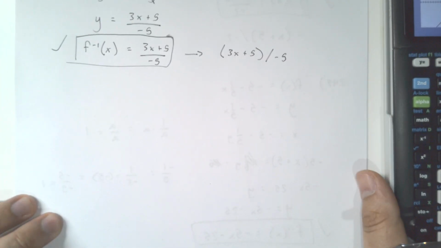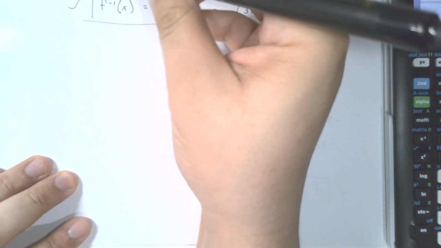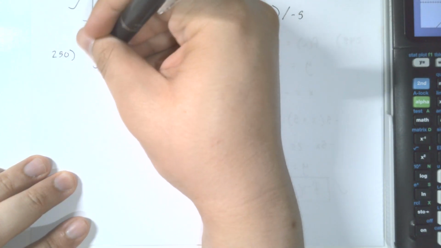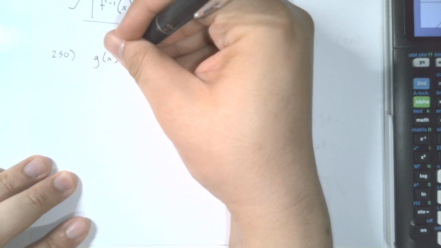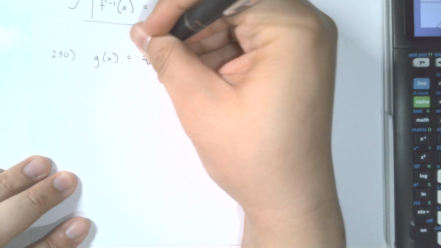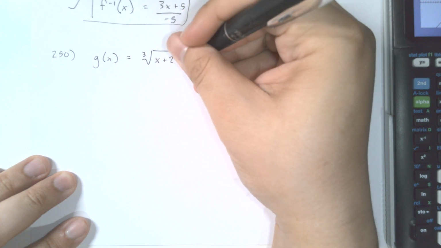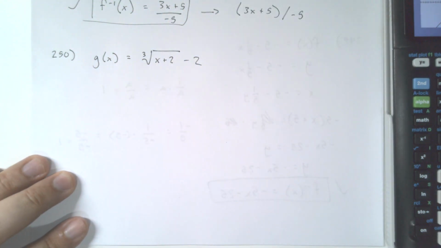So let's look at a new type of function. These are all linear functions so far. What about number 250? We have g of x is equal to the cube root of x plus 2 minus 2.